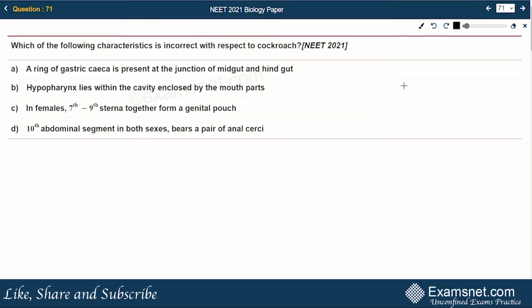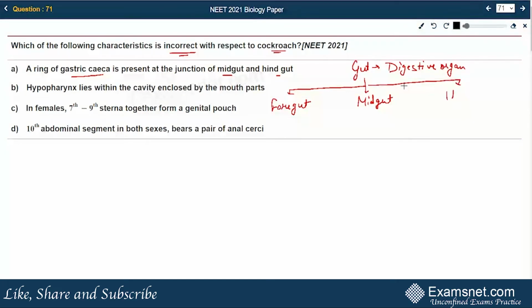Now question number 71 is from the chapter Structural Organization in Animals, class 11, and the question is which of the following characteristics is incorrect with respect to cockroach? So the first statement is a ring of gastric ceca is present at the junction of midgut and hindgut. What is a gut? Gut is the main digestive organ in the insects. Now, in case of cockroach, the gut is composed of three compartments. The first one is foregut, second one is midgut, and the last compartment is hindgut.